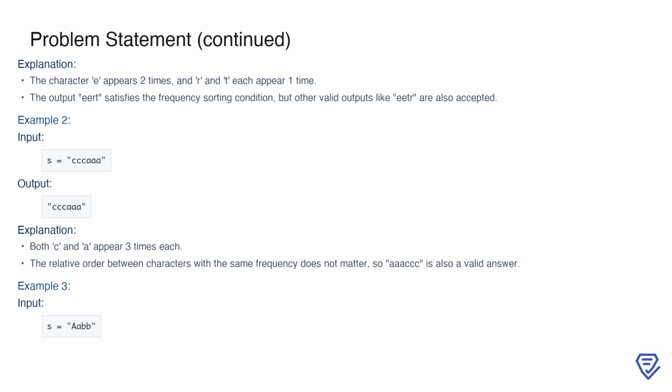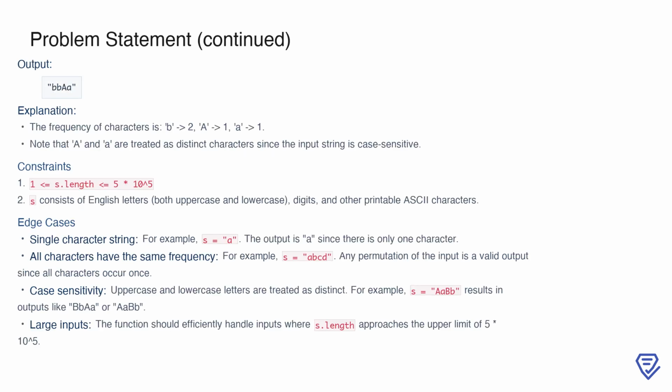Another example is S equals Aabb. In this case, the output is bbAa because the character b has the highest frequency, appearing twice, while A and a each appear once. It's important to note that the input is case-sensitive, so uppercase A and lowercase a are treated as distinct characters.